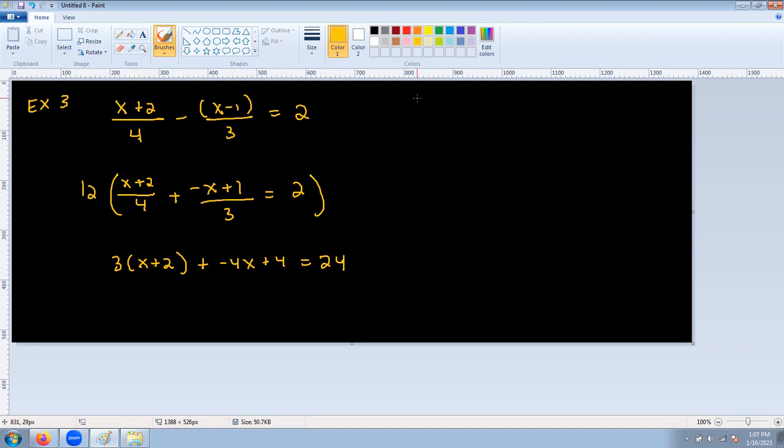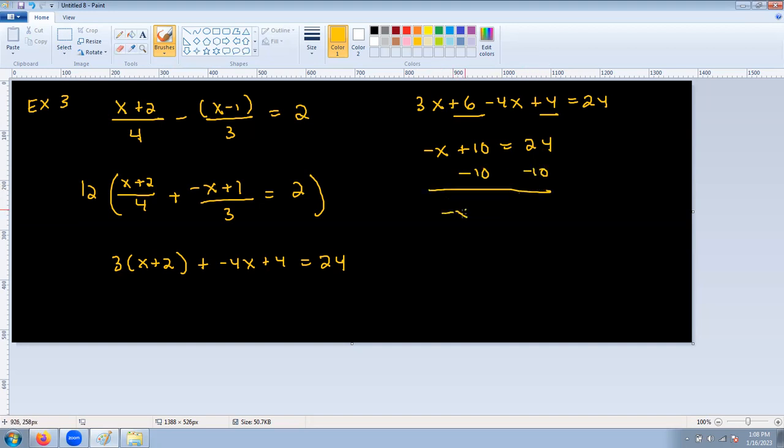Well, let's see what we can get over here. So we have 3x plus 6 minus 4x plus 4 is equal to 24. And let's see what we can do here. Okay, so we can put these guys together. This becomes negative x, this becomes plus 10. And we have this. Okay, so let's see here. Am I doing this right? So this becomes what? 14. And then with the negative, it's now negative 14. There we go.